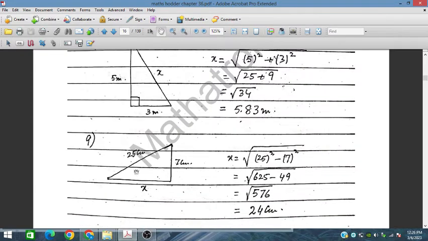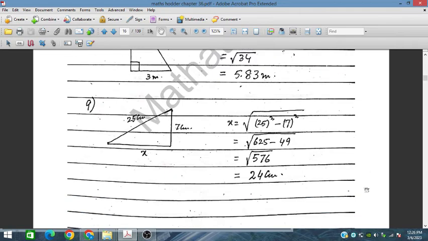Similarly for this, 25 centimeters and this is 7 centimeters, taking the square of this and this, 25 squared minus 7 squared, so the difference is 576, and by taking the square root we have 24. Since this is in centimeters, this would be in centimeters.